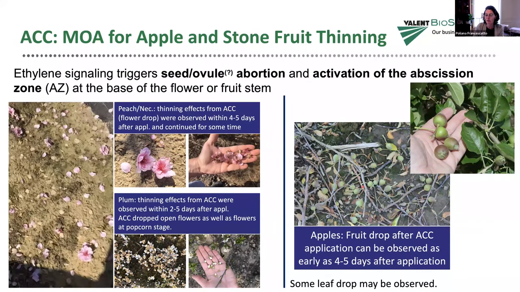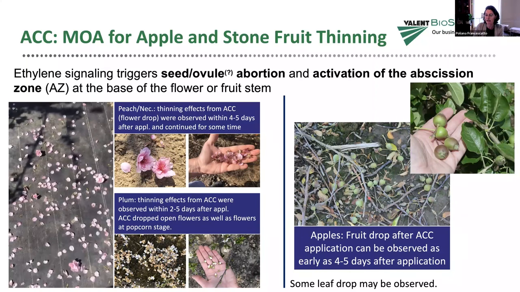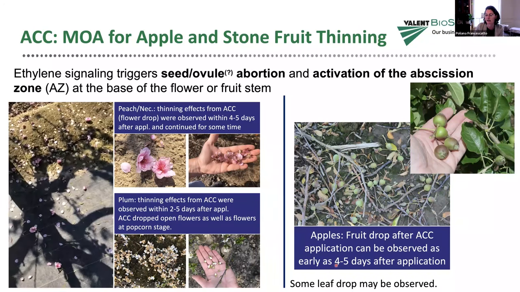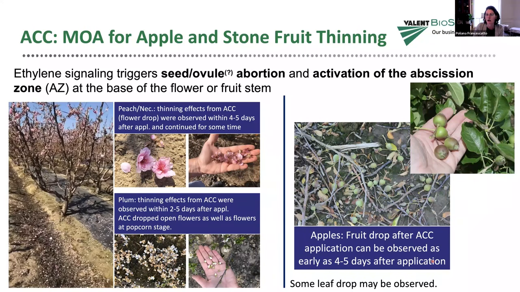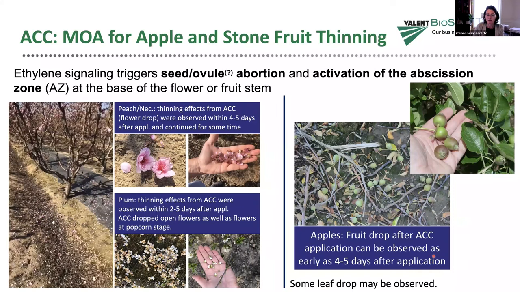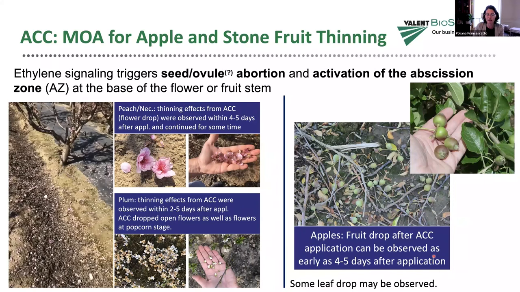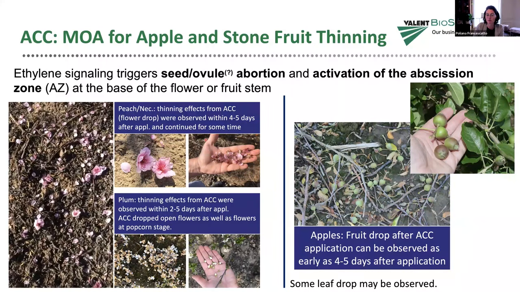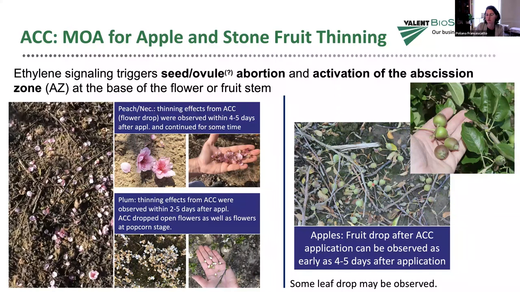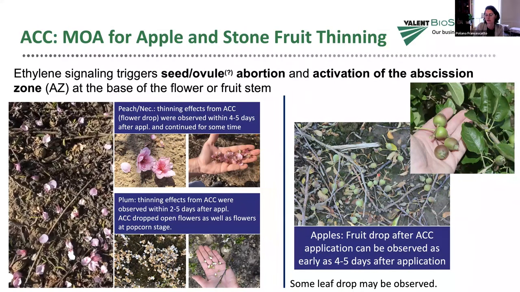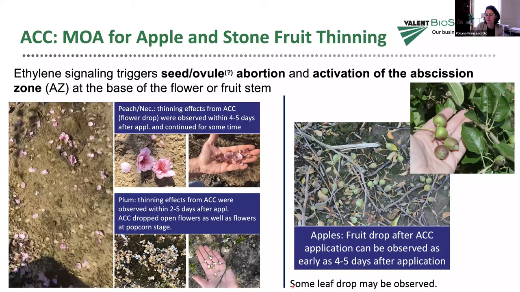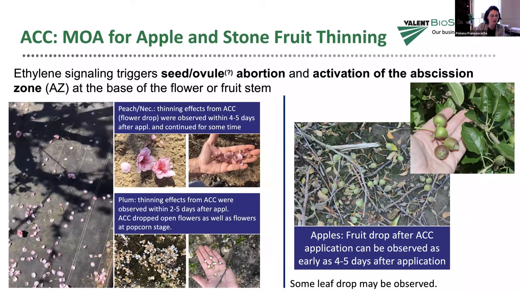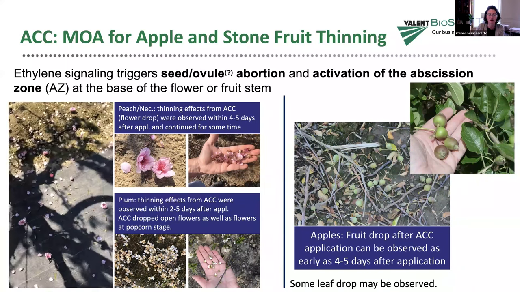And then in apples, it's not always the case, but we can observe fruit drop as early as 4 or 5 days after application. I'll show you the label. We're targeting applications for stone fruit around bloom, and in apples around the 15-20 millimeter fruit size. You're going to note some leaf drop. Even if you apply at bloom, you're going to see some very small leaves dropping. If you see on the video here, you can see some small leaves dropping.